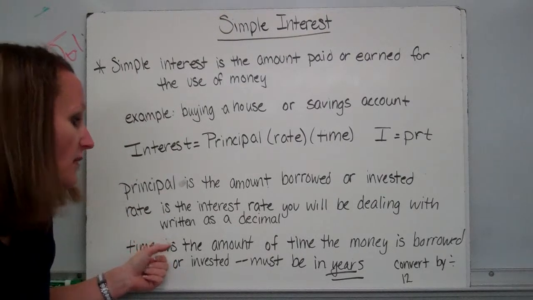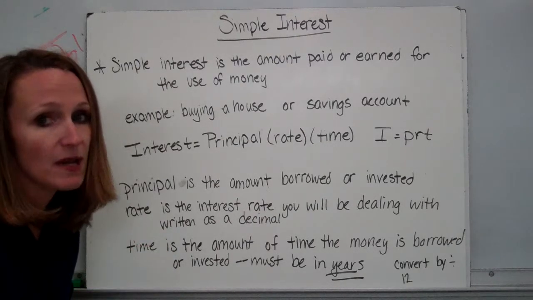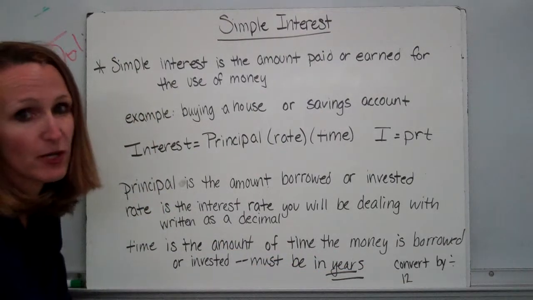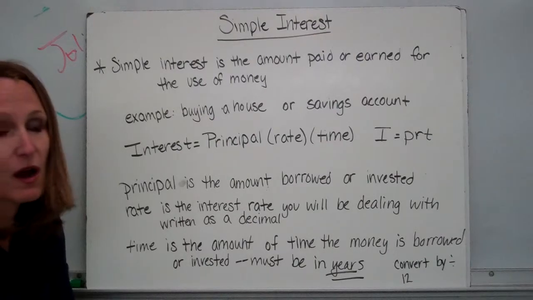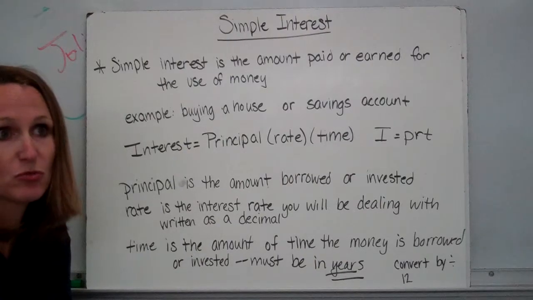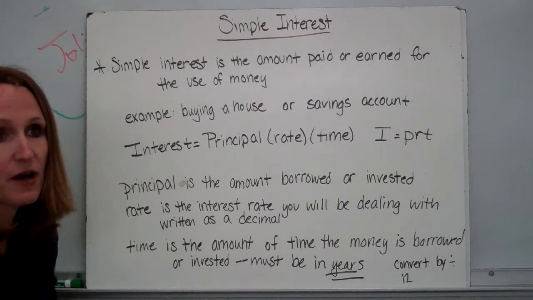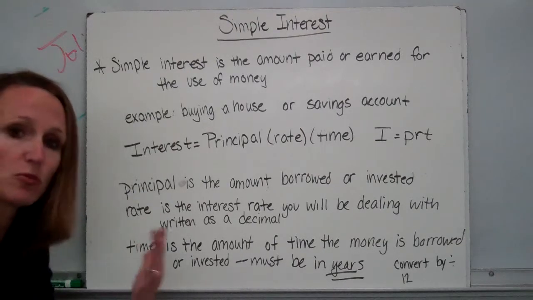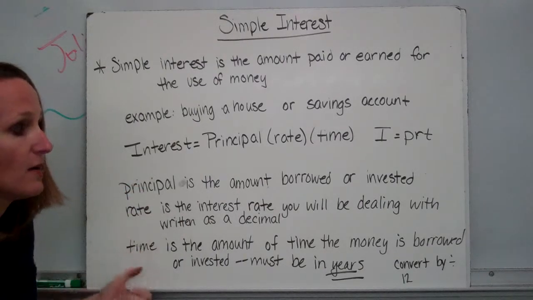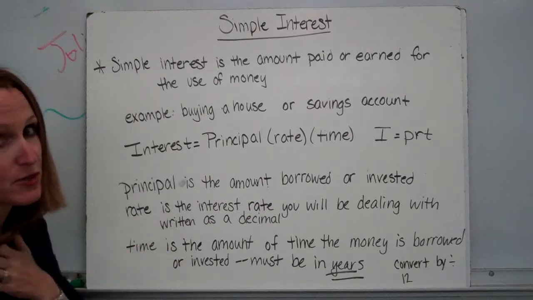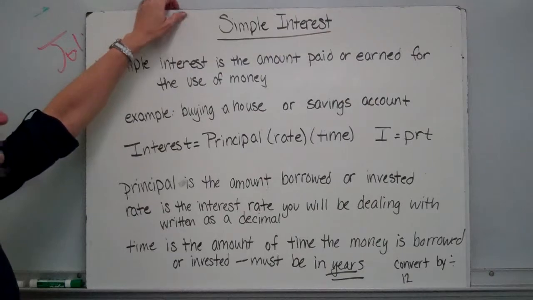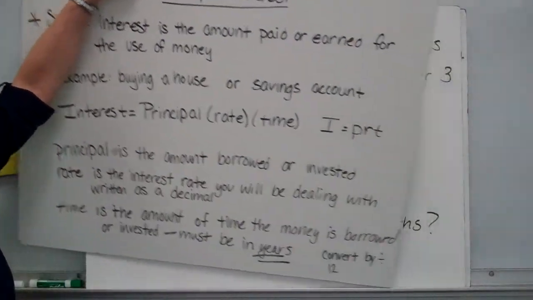Time is the amount of time the money is borrowed or invested. It's got to be in years. You're going to have to convert it if it's not in years by dividing by 12. And when I say convert it, maybe it's in months. Maybe you are borrowing $10 for 6 months. So we'd have to convert that by dividing by 12 into 0.5 because 6 months is half a year. Or maybe it's 2.5 years, so that'd be 2.5. So you're dealing with P times R times T. Remember, we could always transform that equation, but for today's purposes, we're going to deal with P, R, and T. So let's look at some examples of some interest problems.